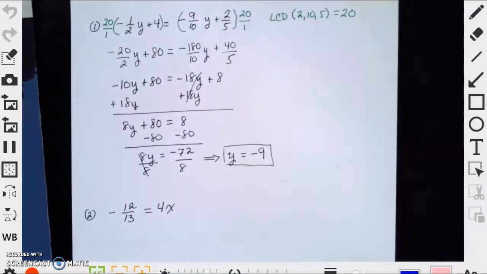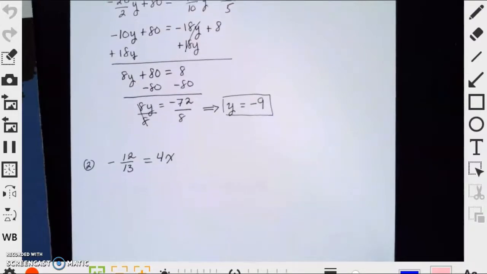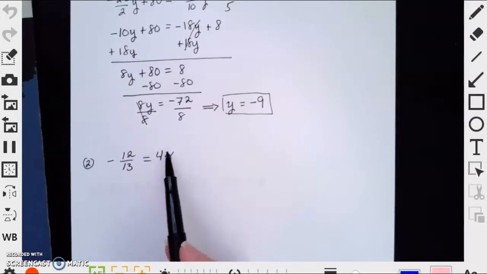Okay, let's go on to the next example, which you see on the page below. Let me just move this up a little bit. So this one's a little bit simpler. We have negative 12/13 equals 4x. Again, think about what you want to do. So I want to find x. What is happening to x? X is being multiplied by 4. So in order to undo that, I want to divide by 4.